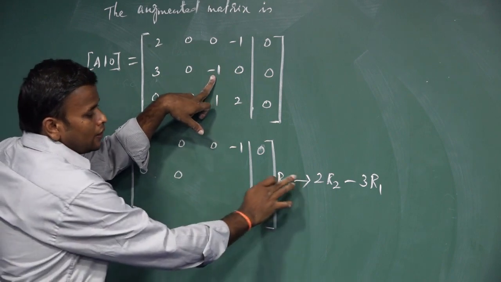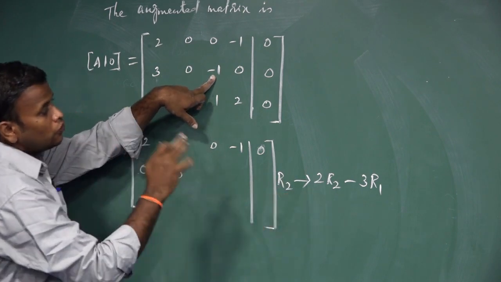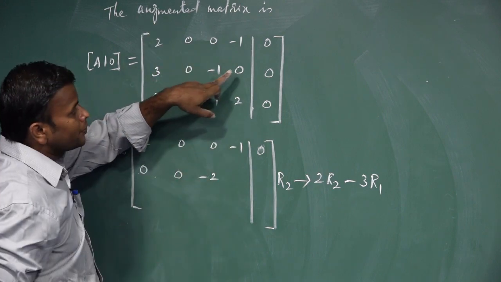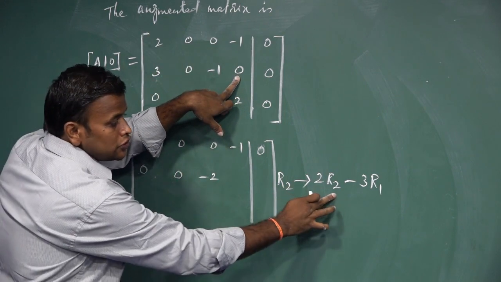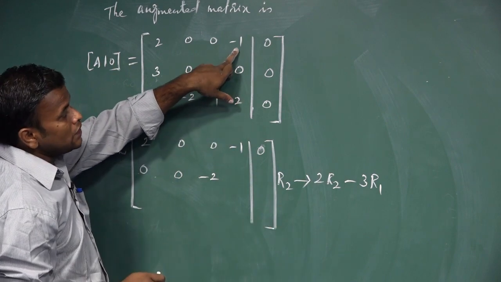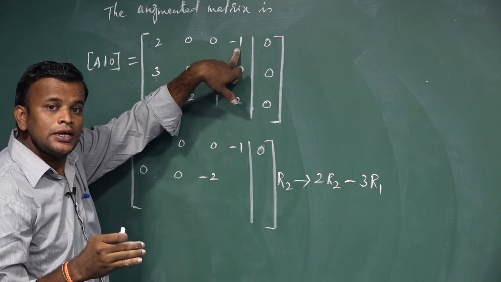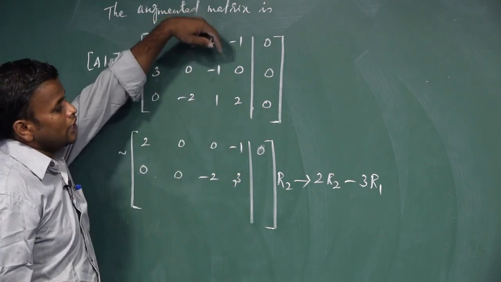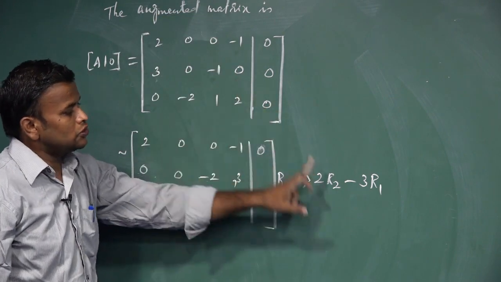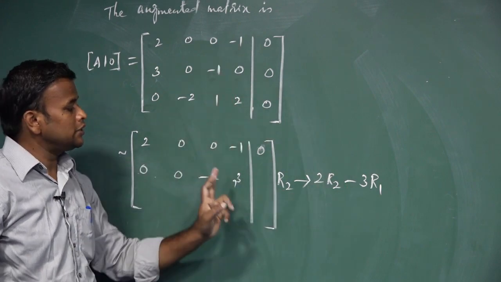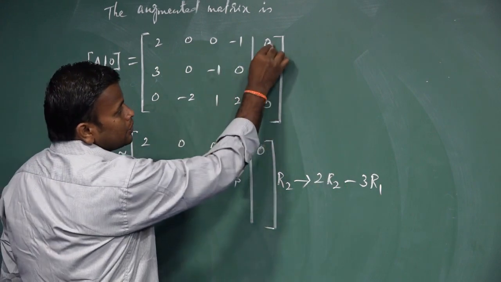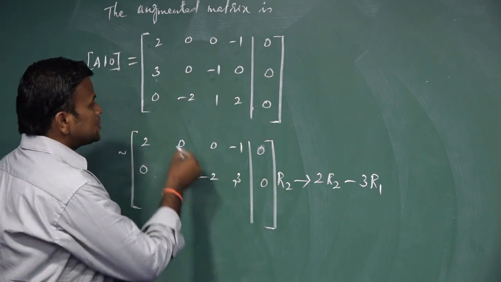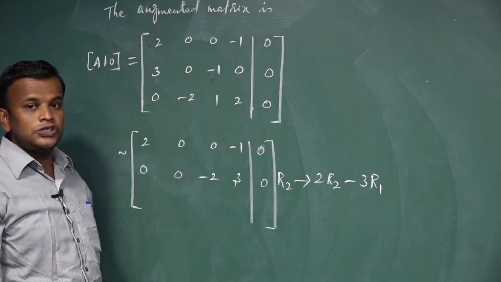Minus 1. We write R2 as 2 R2. 2 into minus 1, minus 2, minus 0. So minus 2. 0. 2 into 0 is 0. Minus 3 into minus 1. So minus and minus is plus 3. Okay? You don't consider 2 into 0 is 0. Minus 3 of minus 1 is plus 3. Both the numbers are 0. So the process is 0. Already in this sum, that element becomes 0.